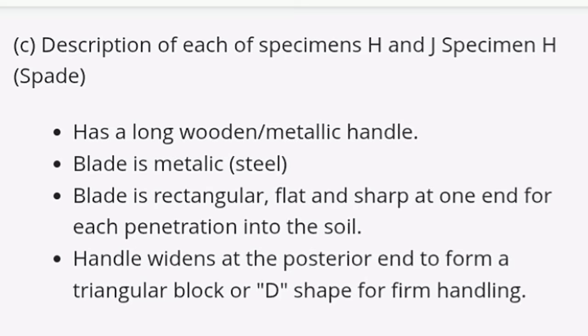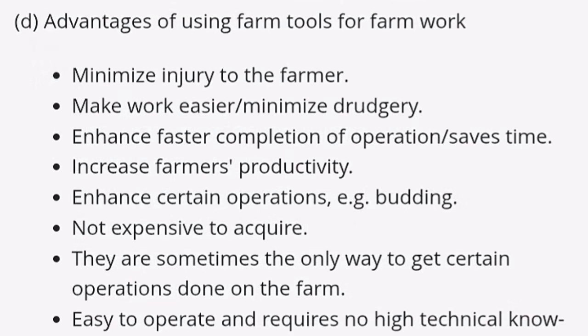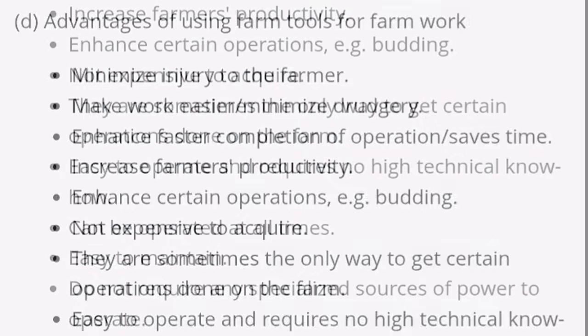The other question that may come up is, what are the advantages of using farm tools for farm work? Because specimen E, F, and even specimen G, which we'll talk about now, are farm tools. Cutlass, spade. Why do we need to use farm tools for farm work? Number one, to minimize injury to the farmer. Two, to make work easier. Three, to enhance faster completion of operation, so it saves time. And four, it increases farmers' productivity.